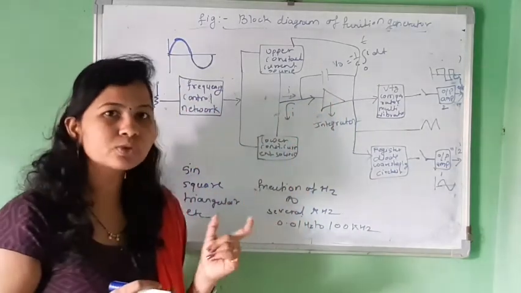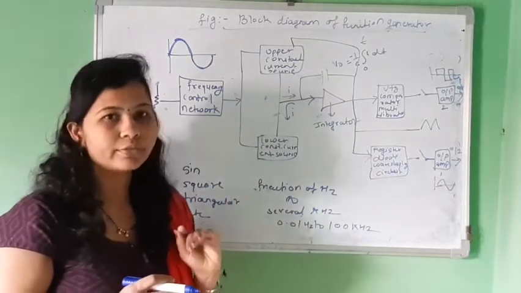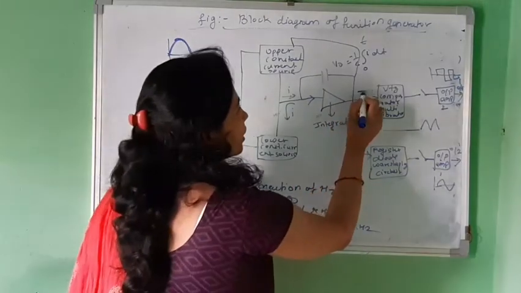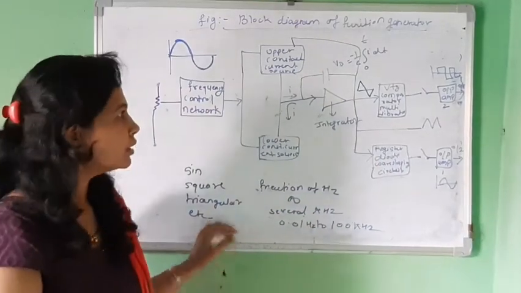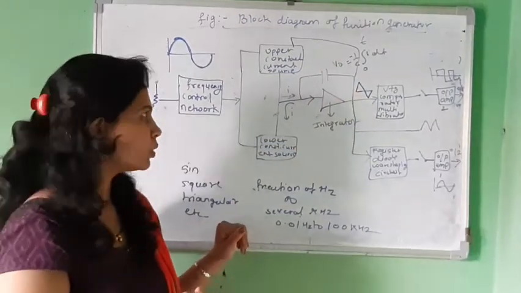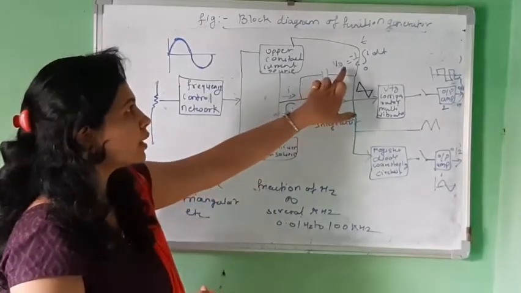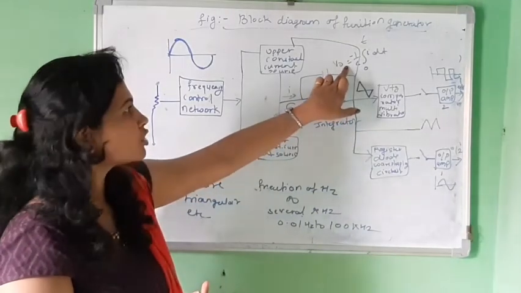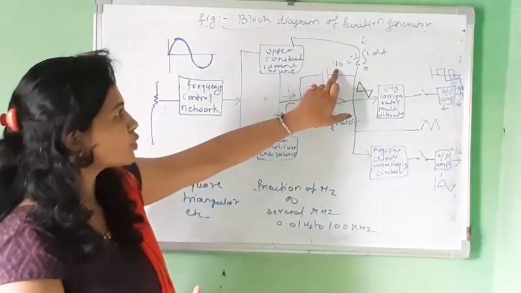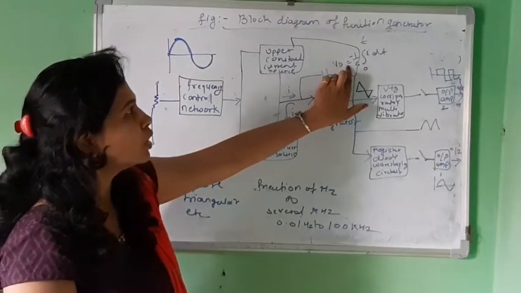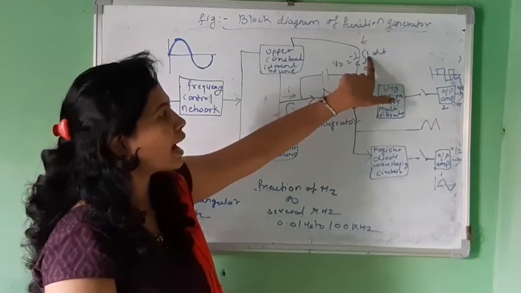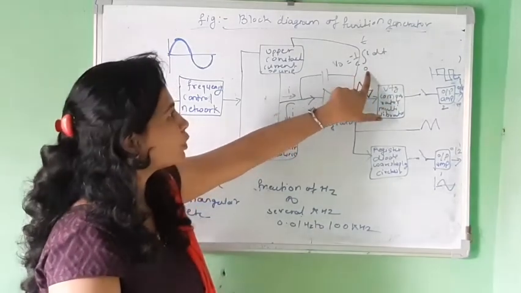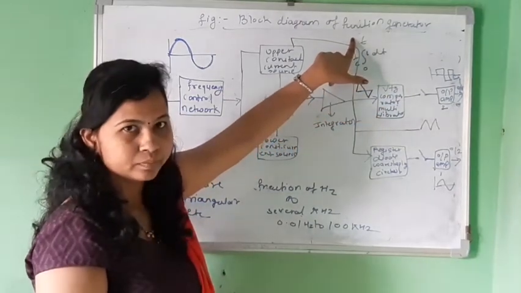The integrator is used to generate the triangular waveform. Here the integrated voltage will be formed, which is V0 equals minus 1 by C integration of I dt, with limits from 0 to t.